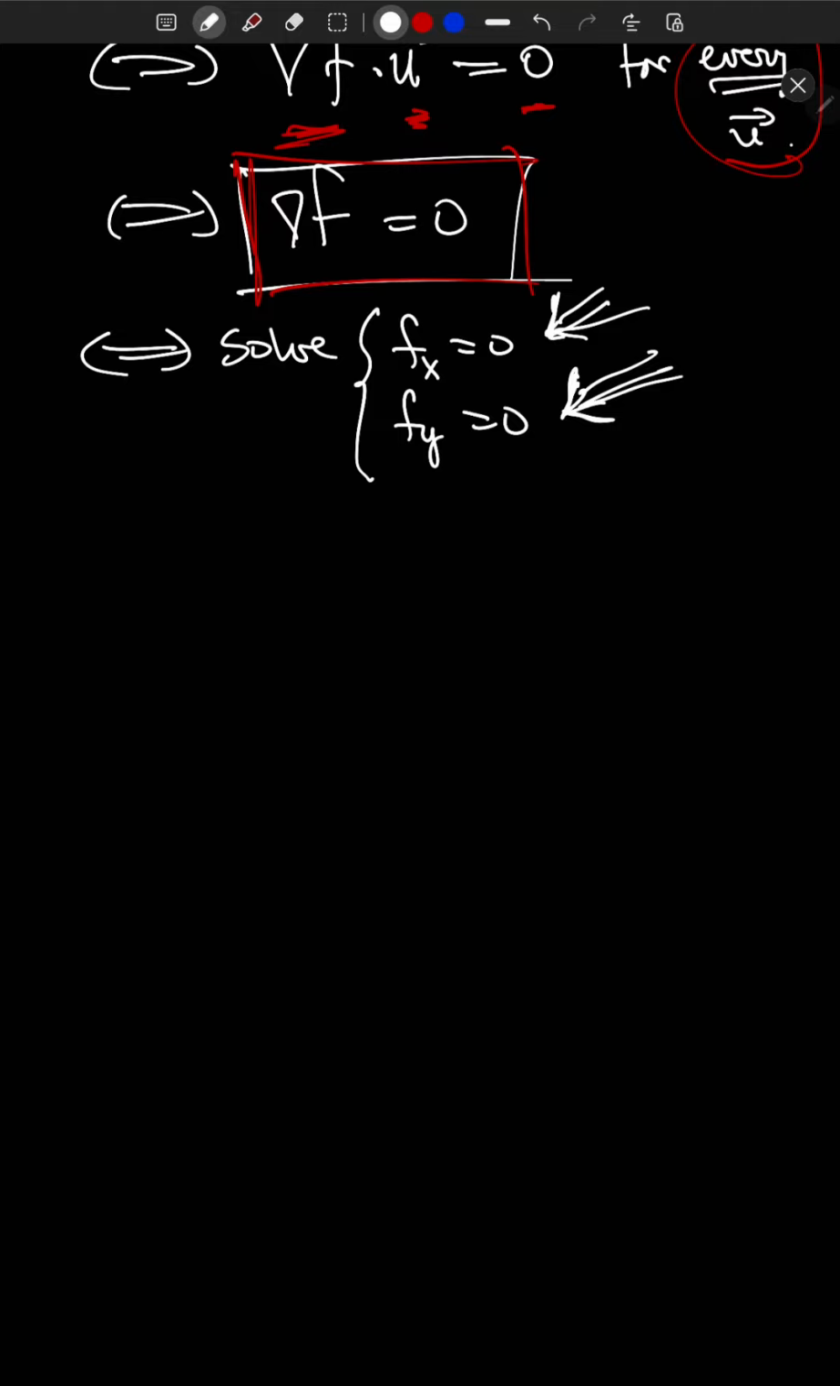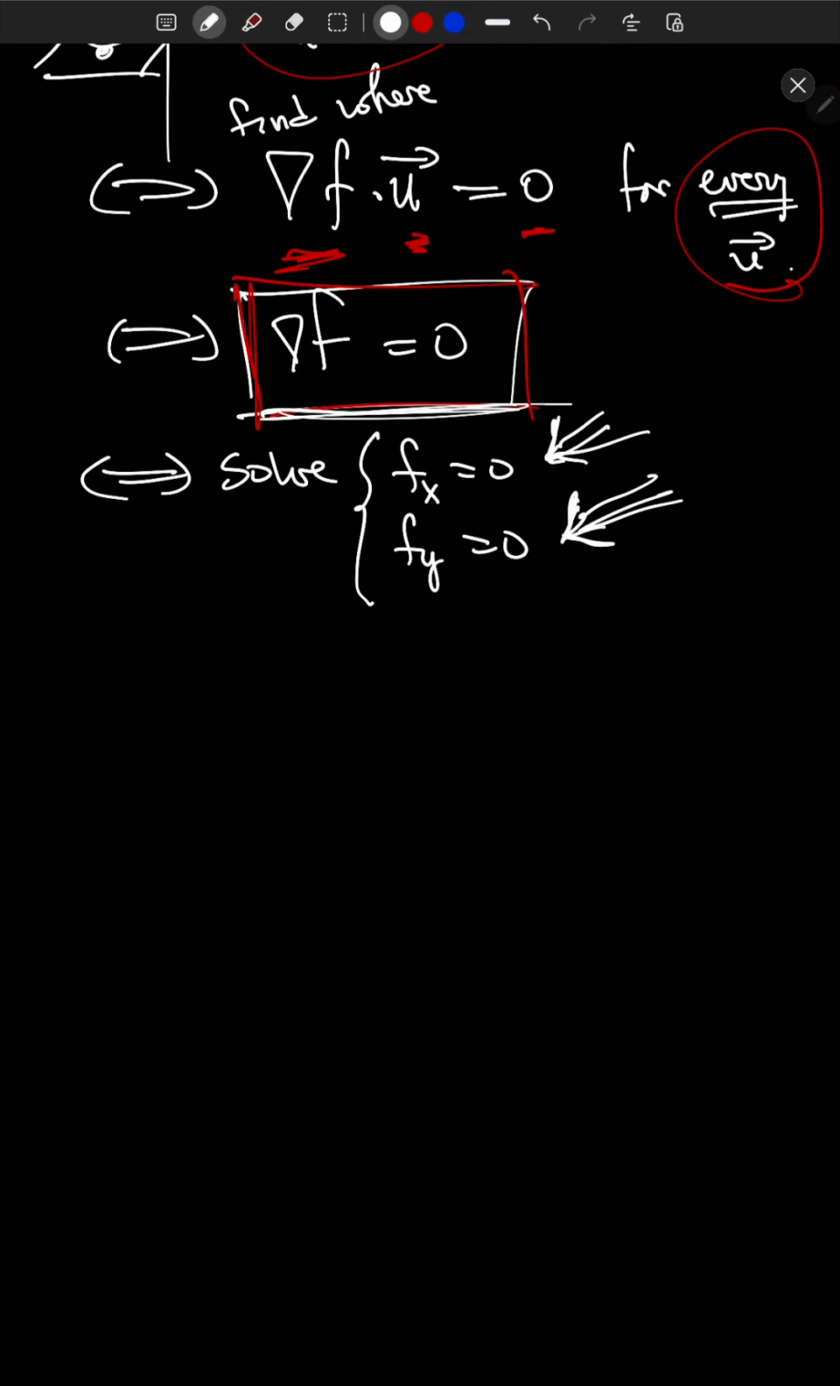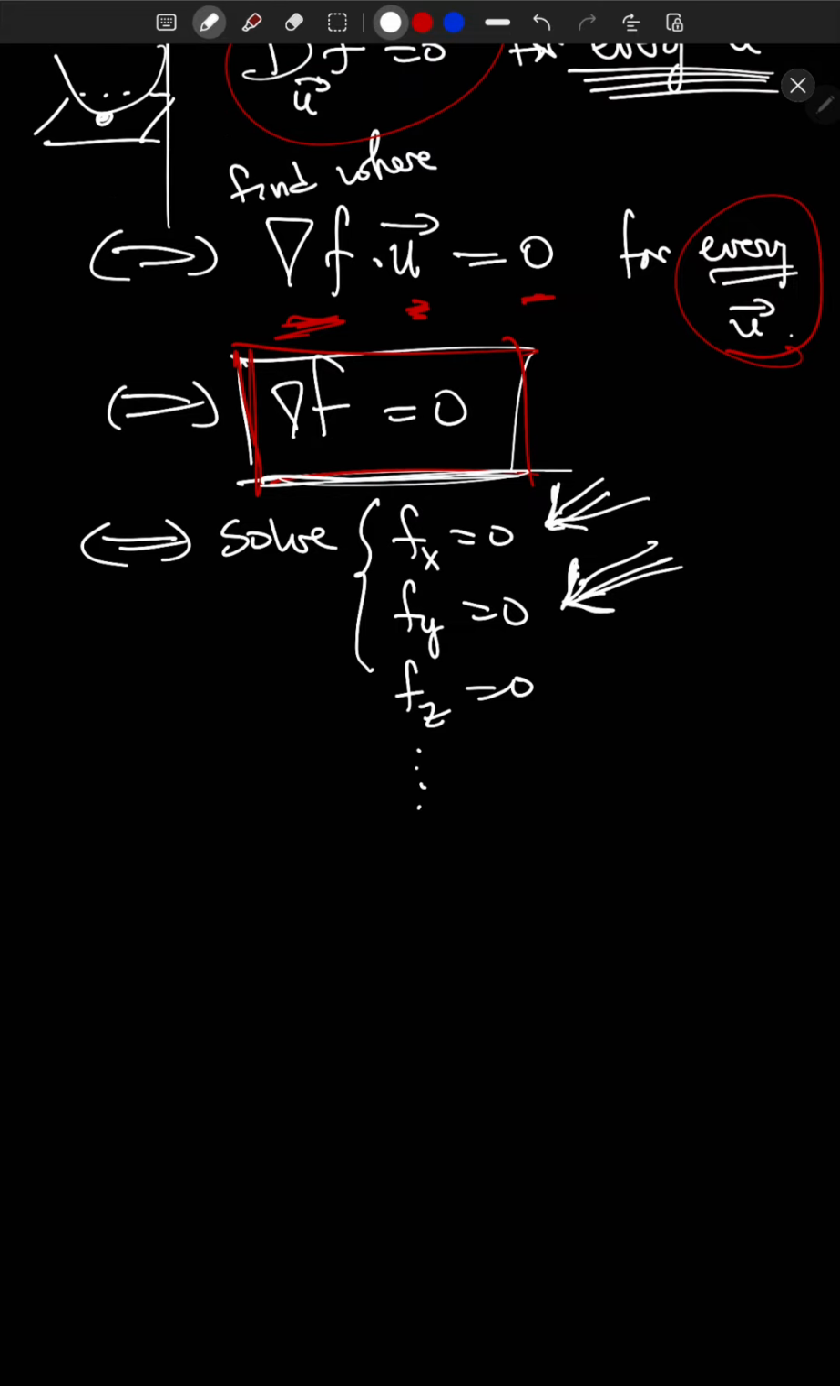And of course, if we have a multivariable function with more than 2 variables, it would be the same idea up to this point, gradient f equals 0. And then in terms of your actual computations, you would be solving f sub x is 0, f sub y is 0, and then f sub z is 0, and then f sub w is 0 if there's a w, and so on. It doesn't matter how many variables.